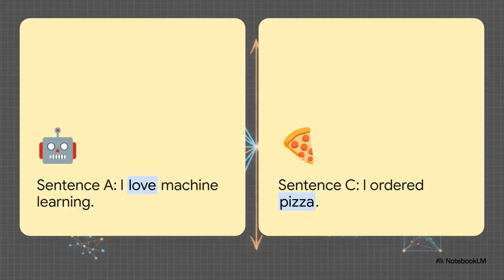Think about this comparison for a second. Somehow, the AI knows that sentence A, I love machine learning, points in a completely different conceptual direction than sentence C, I ordered pizza. To the AI, these aren't English sentences anymore, right? They're just pure numeric coordinates.